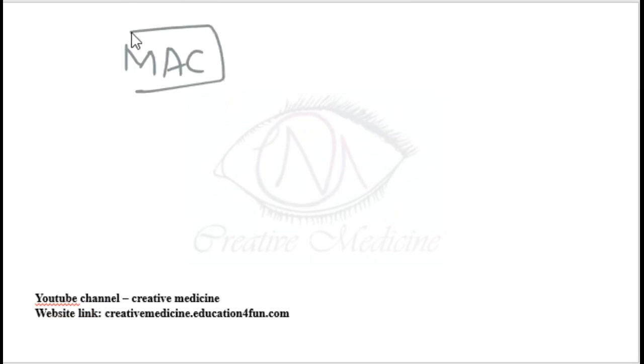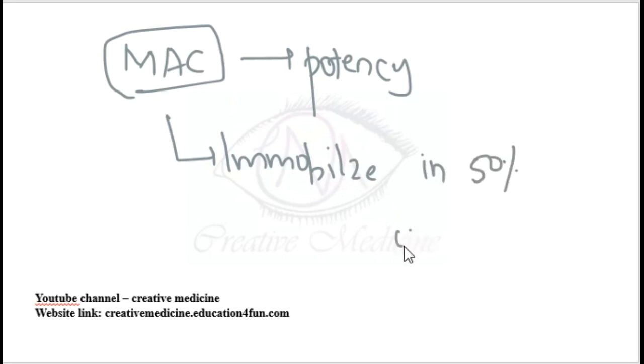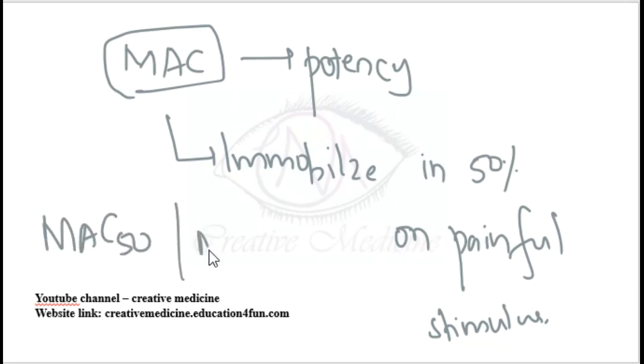Minimum alveolar concentration is defined as the minimum concentration which is required to produce immobility in 50% of subjects given a painful stimulus. So you give a painful stimulus in all the people after giving anesthesia, and if 50% of subjects show immobility at a minimum concentration, that is called minimum alveolar concentration. It can also be written as MAC 50 or MAC immobility.